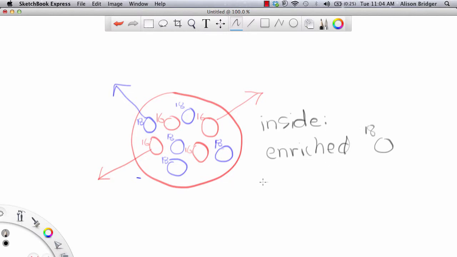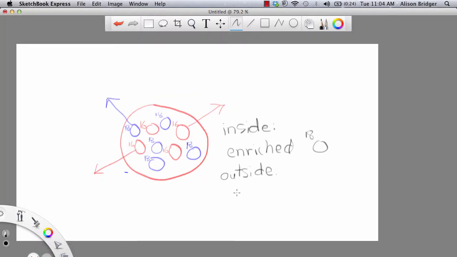And then the opposite on the outside in the vapor. If the O16 is preferentially evaporating, the outside O16 is going to be enriched. And so that's one example of why we care about these isotopes.